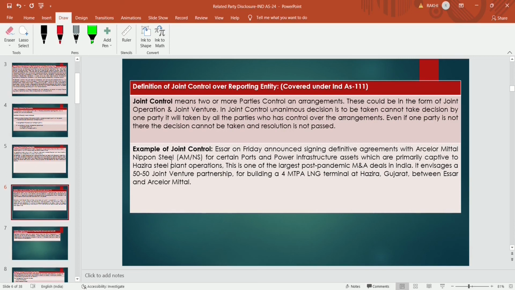This is to be explained by example. There is a joint arrangement which was announced this Friday between Acer and Mittal Nippon Steel, for the infrastructure of ports and power in Gujarat. For building terminals at Hazira, Gujarat, they joined hands and created a joint venture partnership of 50-50%. So this is the practical example which I am discussing.